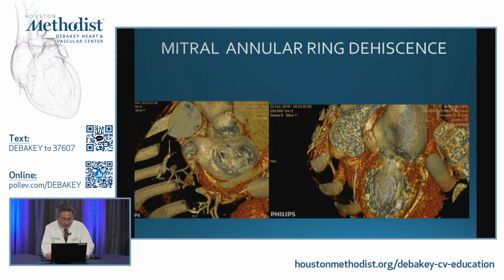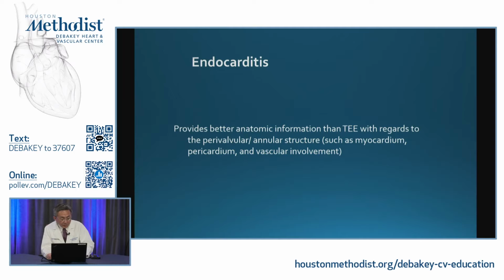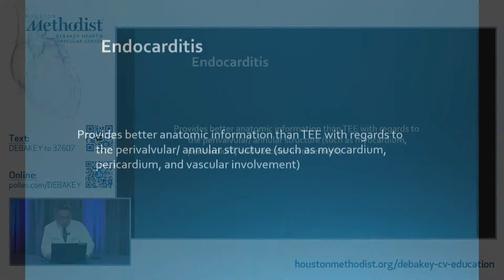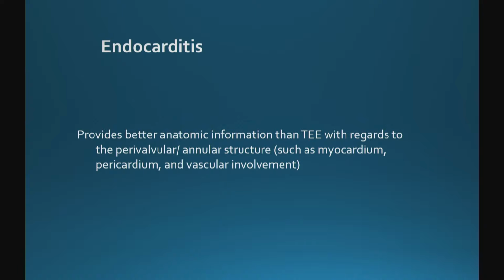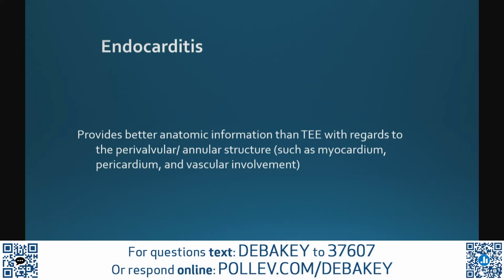This is a case of what I call pseudo paravalvular leak because it truly is an annular ring dehiscence, and so the regurgitation is really not paravalvular, but rather valvular through the dehiscence. For endocarditis, I think it's very important to obtain a CT to evaluate the extension of the abscess.